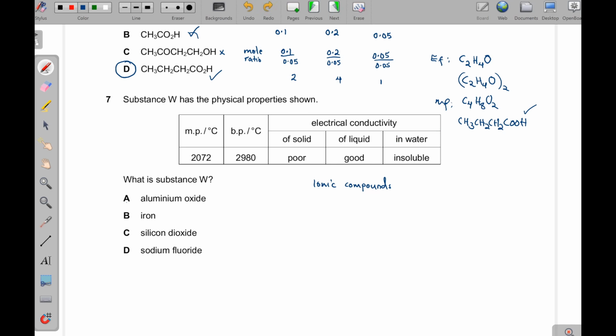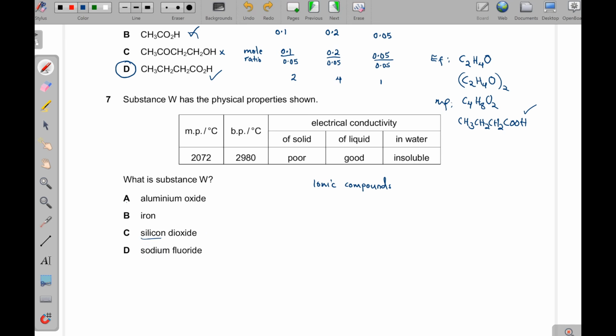Okay, and then the ions are separated and then they are free to move. Then in the liquid state, that means you have melted them, and again the ions are free to move. But in the solid state, the ions are in a lattice, they are compacted. Okay, so they cannot move. That's why they cannot conduct electricity. So we have to look at ionic compound.